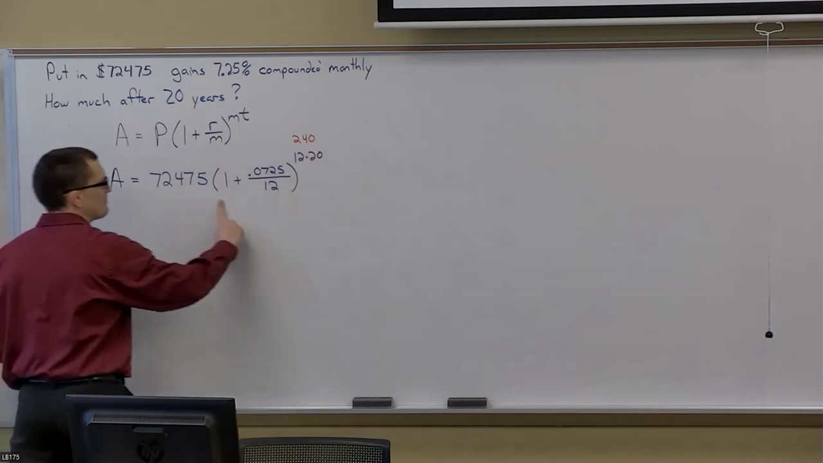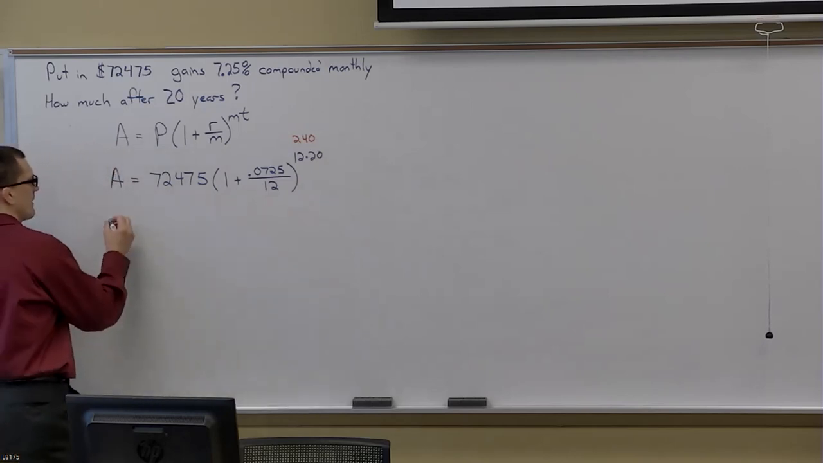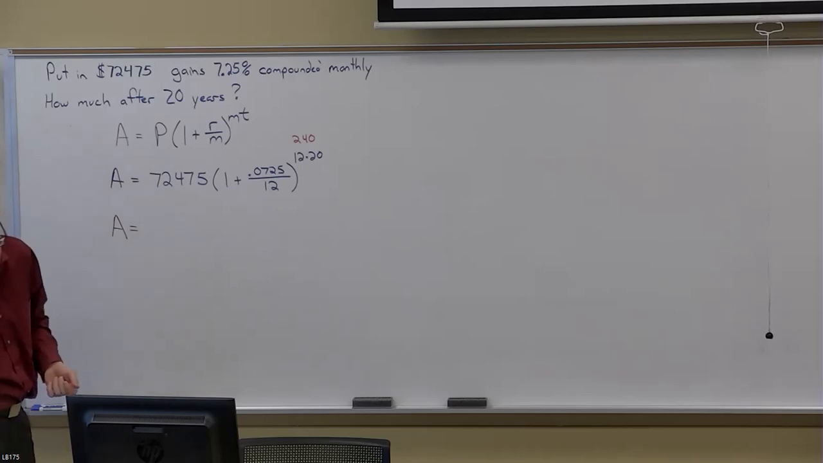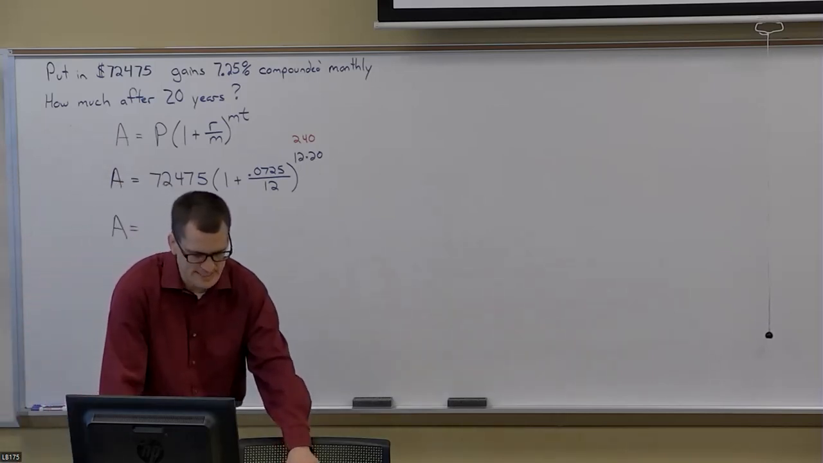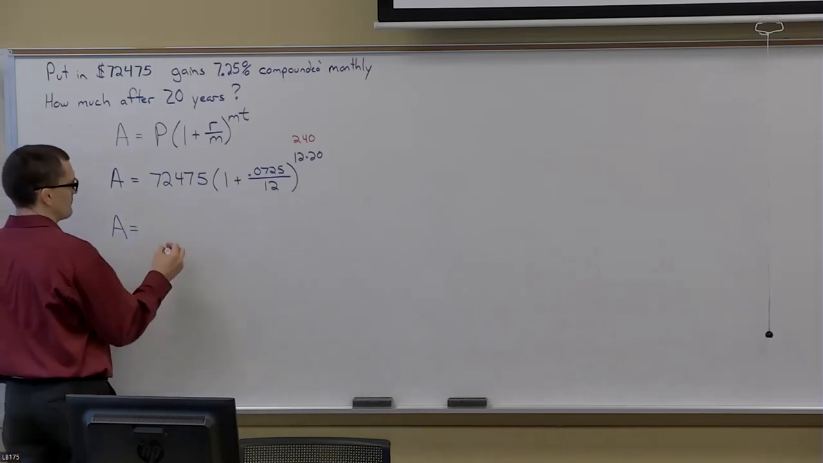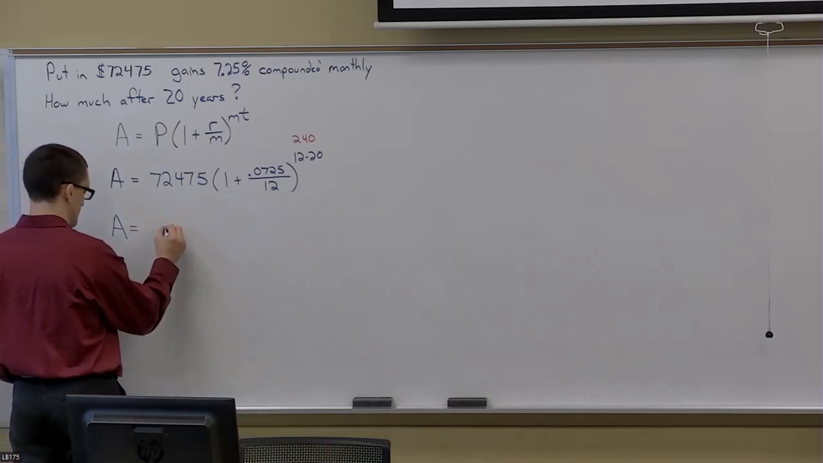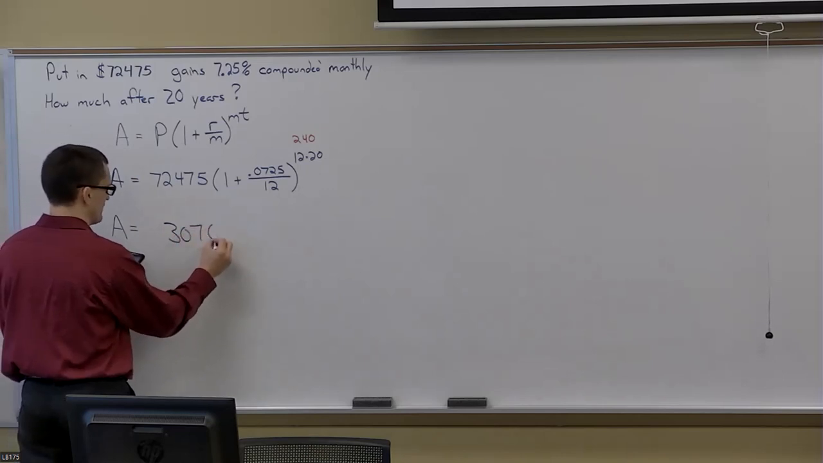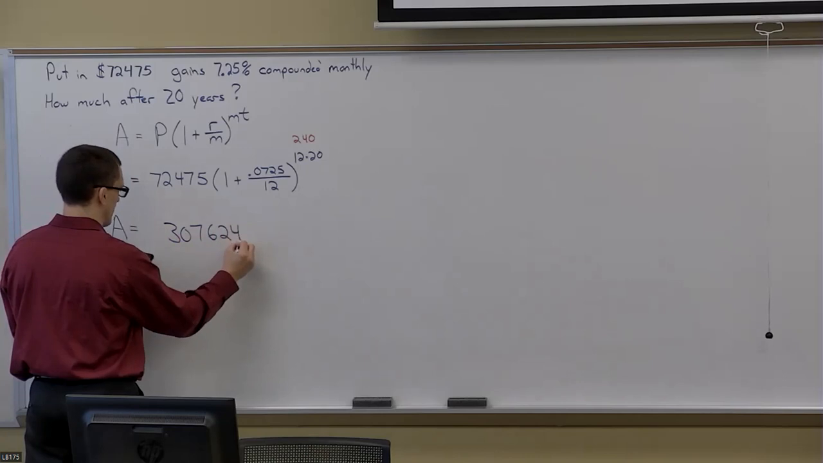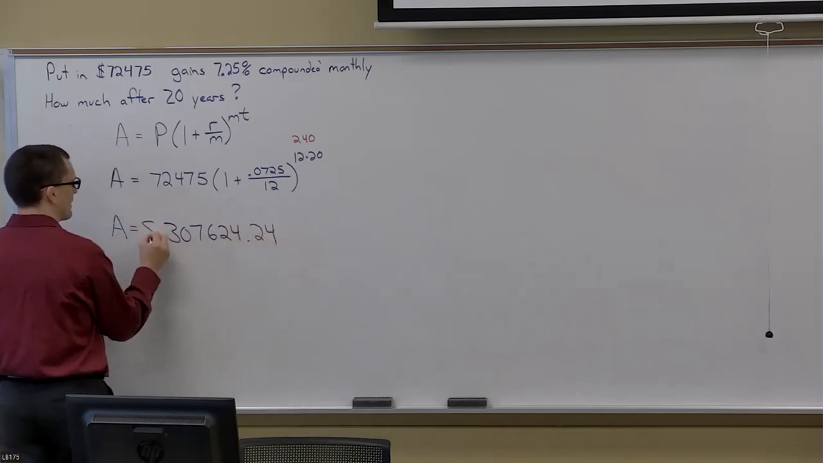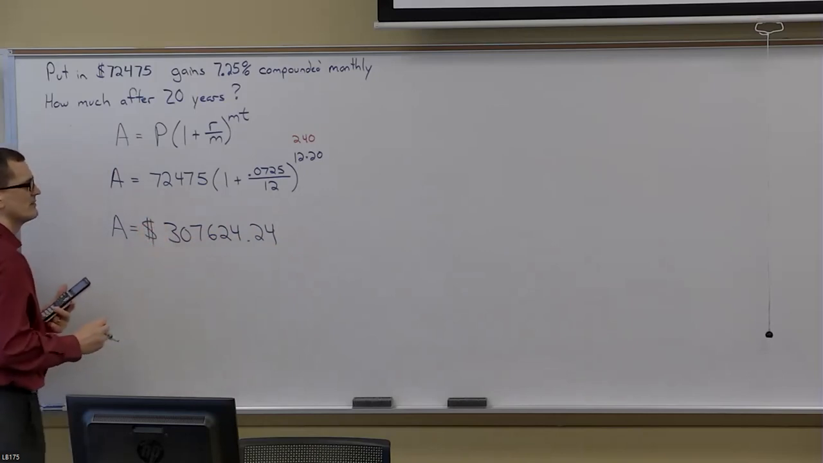When I do type this into my calculator, I end up seeing that after 20 years, this $72,475 gets me $307,624 and about 24 cents when I round to 2 decimal places.